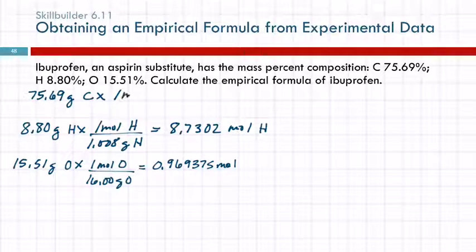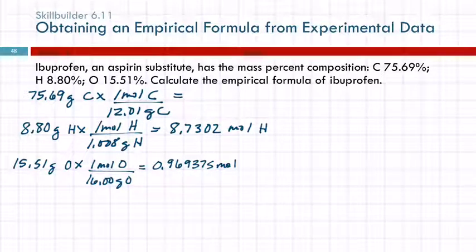And for carbon, 1 mole of carbon, 12.01 grams of carbon. 75.69 divided by 12.01 equals 6.302. Throw 2 extra sig figs in there, 25.